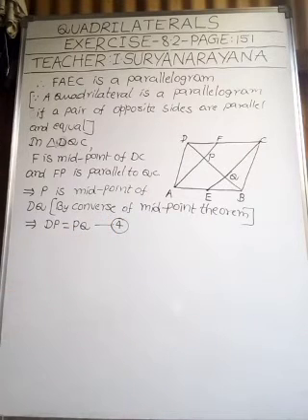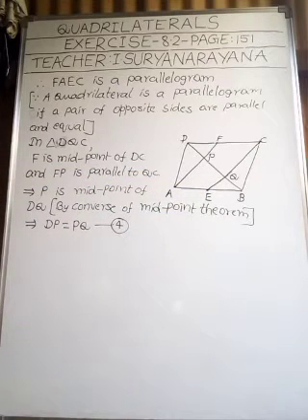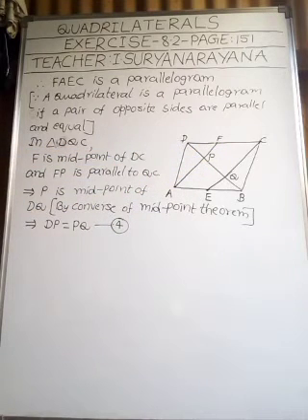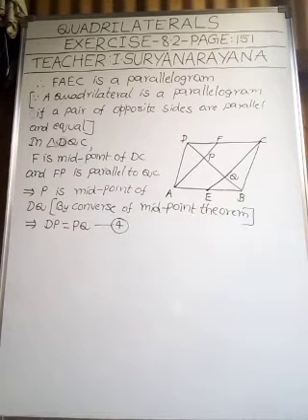Let us consider this as result 4. We have proved that DP is equal to PQ. Understood? Right. Now let us take triangle CQD. The triangle CQD is over. Now let us take the triangle BAP.